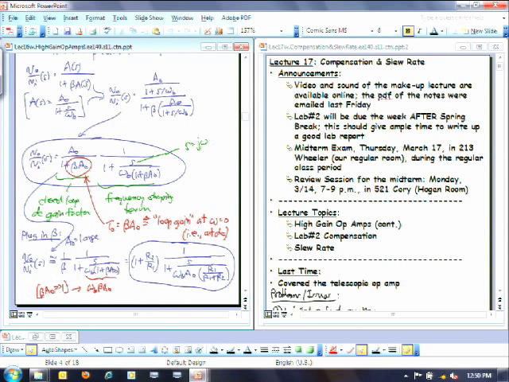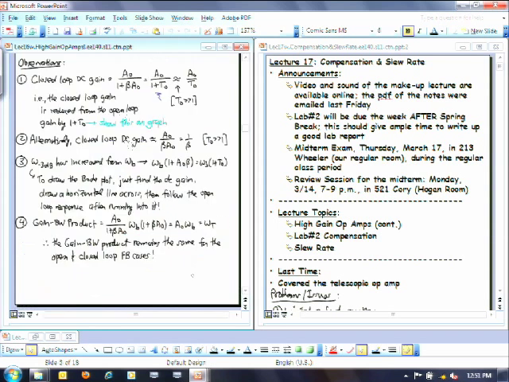Okay, and so why did we do this? We did this mainly to underscore the importance of this gain, how high it has to be. At this point, we moved on to talk about a few things with closed-loop operation, how feedback changes your frequency response. But then we started talking about high-gain op-amps.